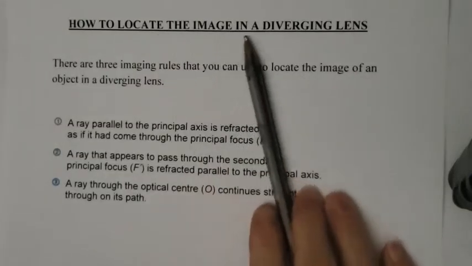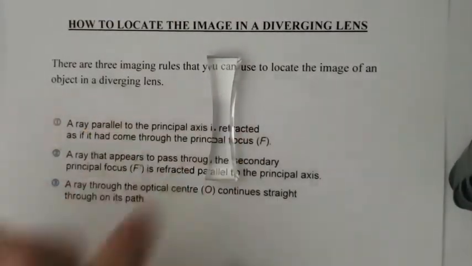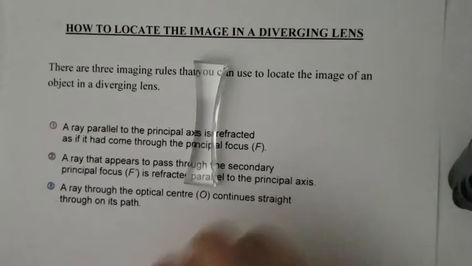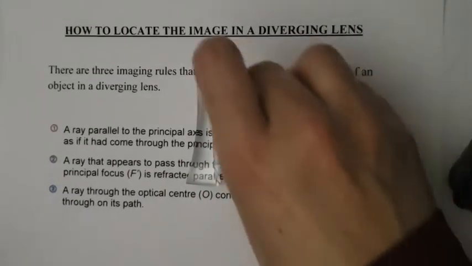How to locate the image in a diverging lens. So diverging lenses are the ones that kind of look like an hourglass, where they cave in the middle. And what happens is when the beam comes through, it spreads out or diverges. So the word diverges means spreads out.